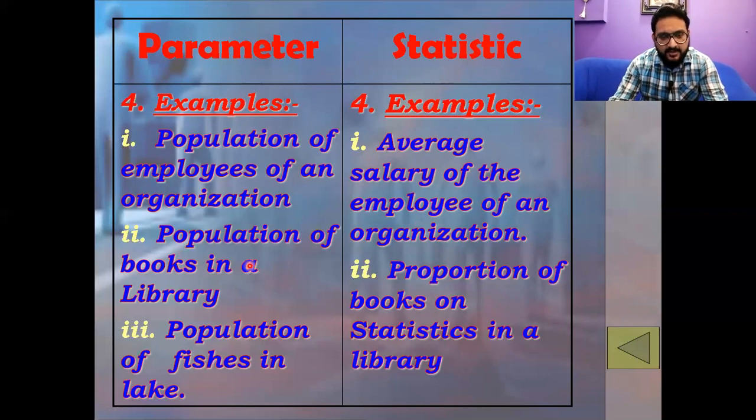Population of books in a library. This is the population of books in the library. How many books are in the library? The total books in the library. But on the other side, we say the proportion of books on statistics in a library. It's a part of the population. The Department of Statistics is a part of the population. That's why the books in the library that are in the Department of Statistics.